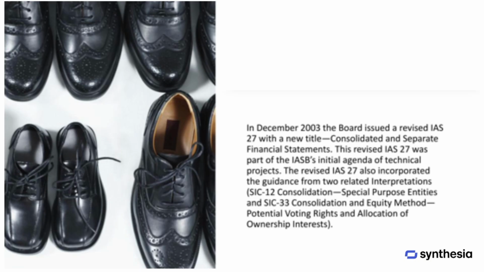In December 2003, the board released an updated version of IAS 27, which was renamed Consolidated and Separate Financial Statements. This revision was included as part of the board's early technical projects. The updated standard also brought in important guidance from two related interpretations. These interpretations covered special purpose entities and the treatment of potential voting rights and ownership interests when consolidating financial statements.